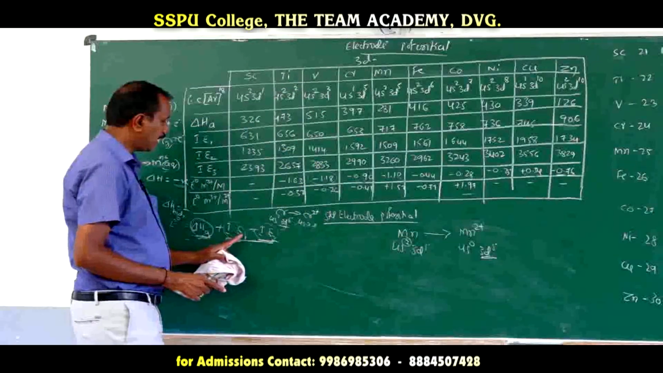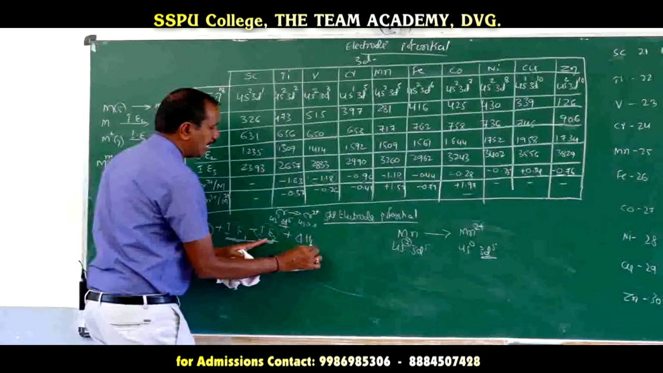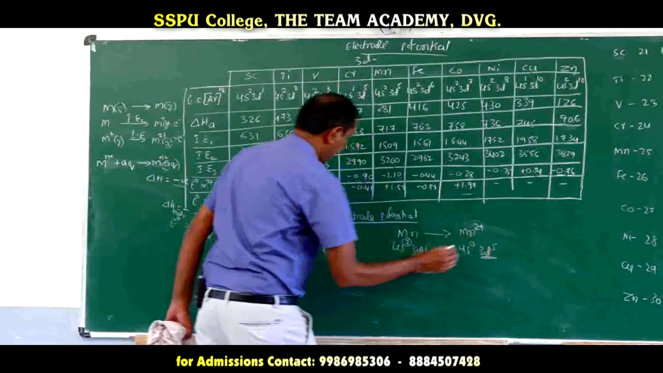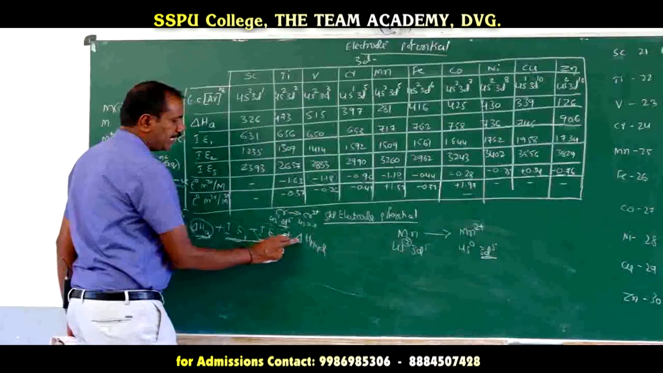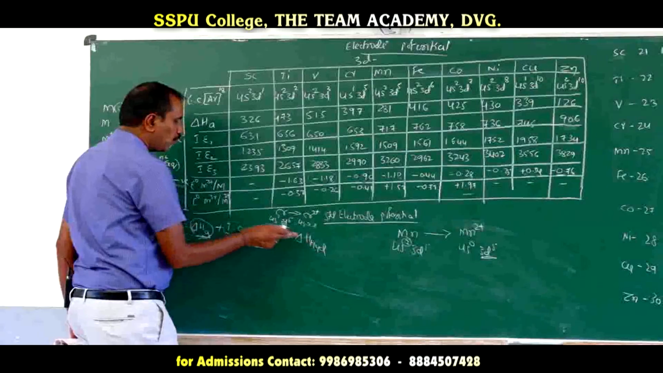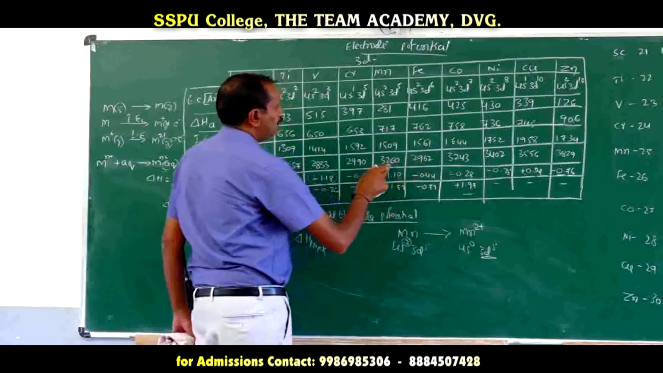IE1 and IE2 values are less only. If IE1 and IE2 values are less, automatically the negative values are more, meaning the negative delta H of hydration value is more. A more negative value means it is a highly reactive element.